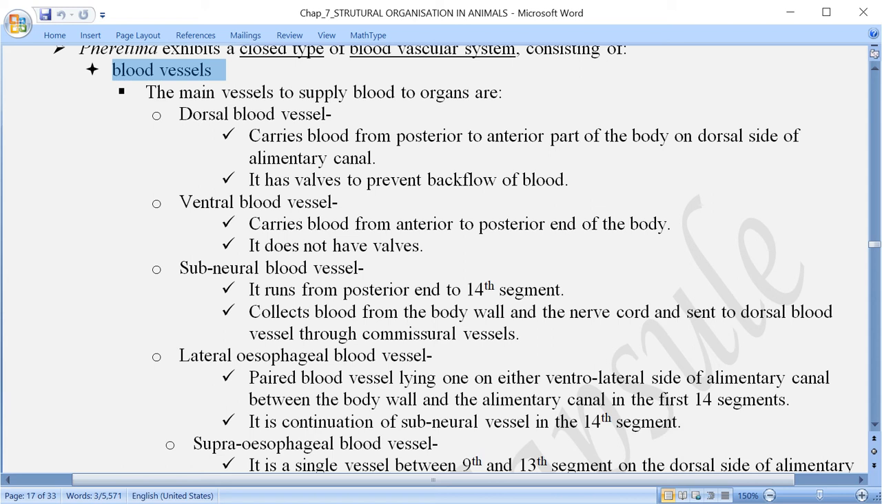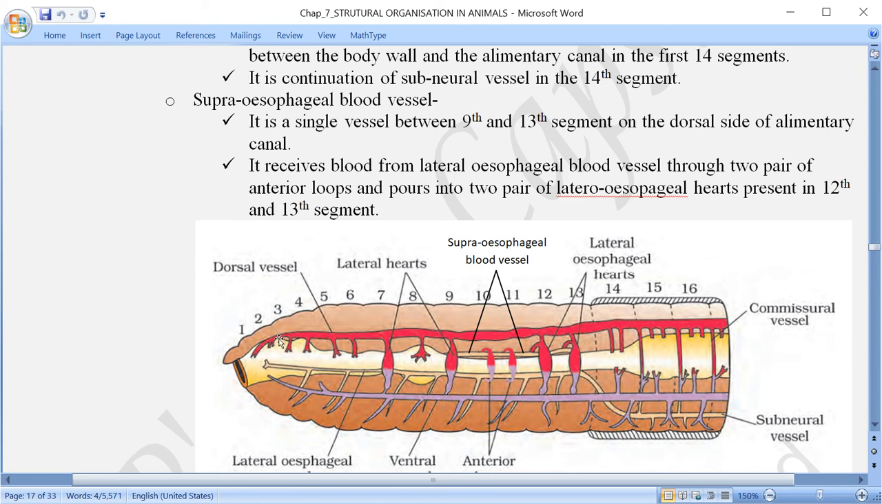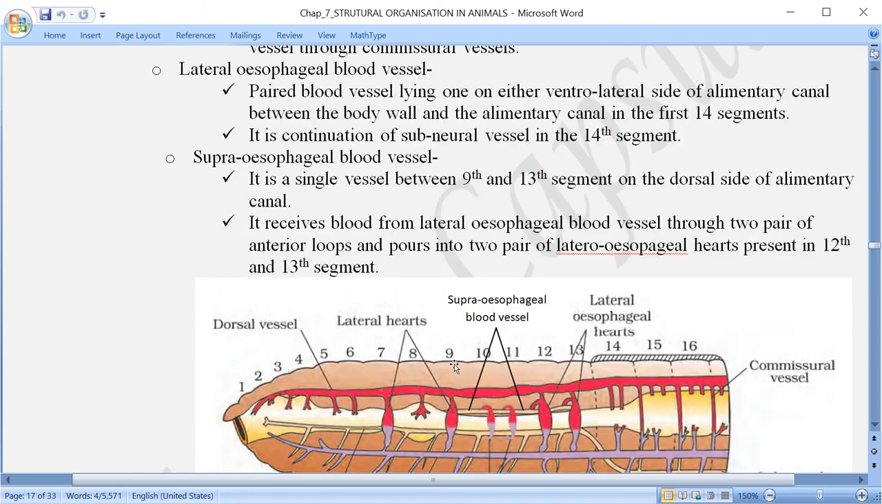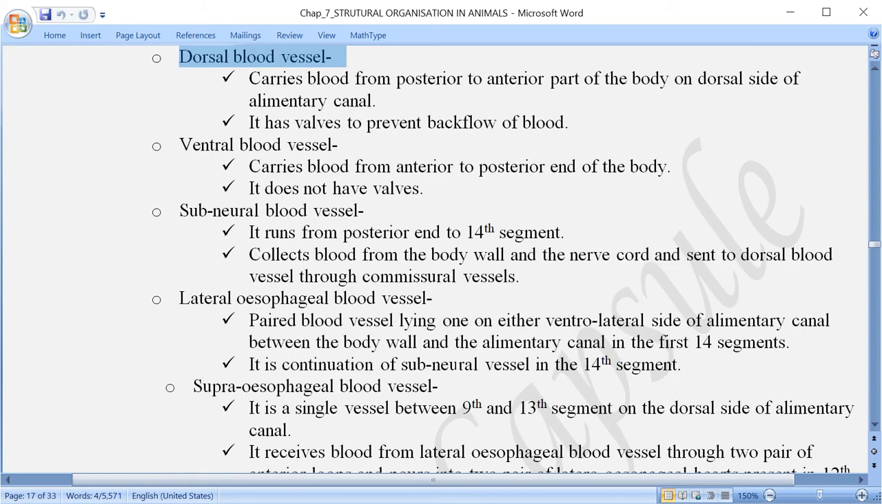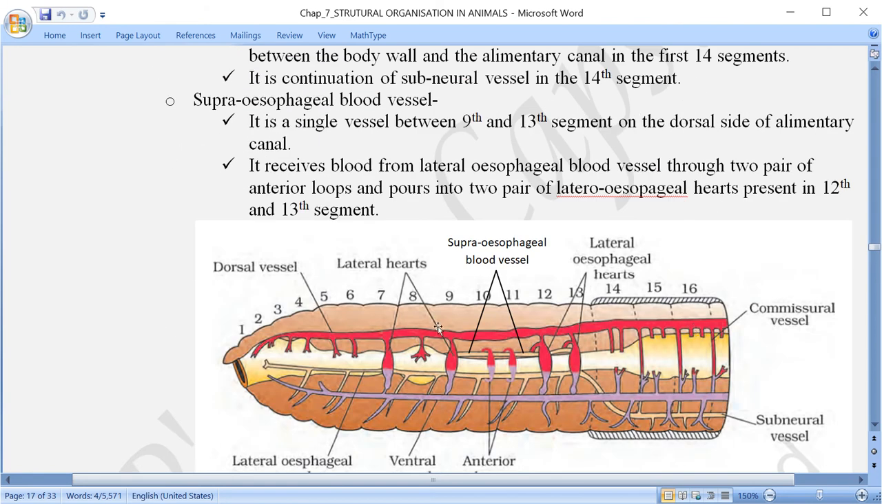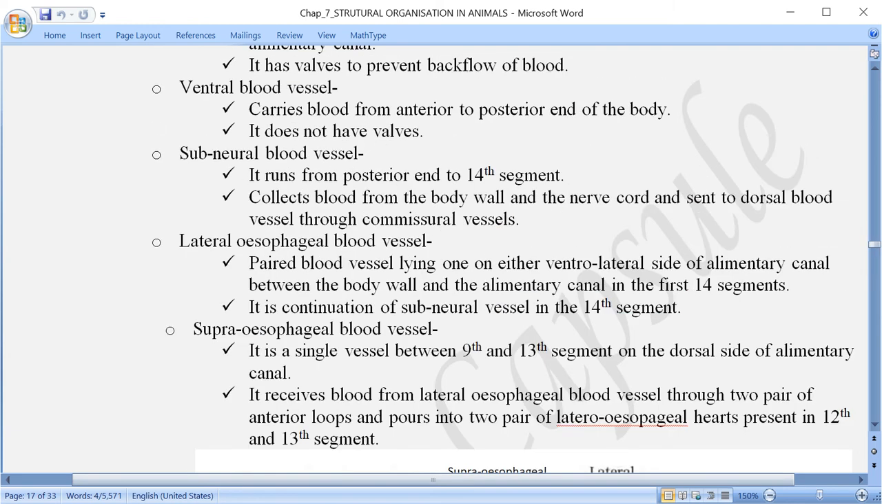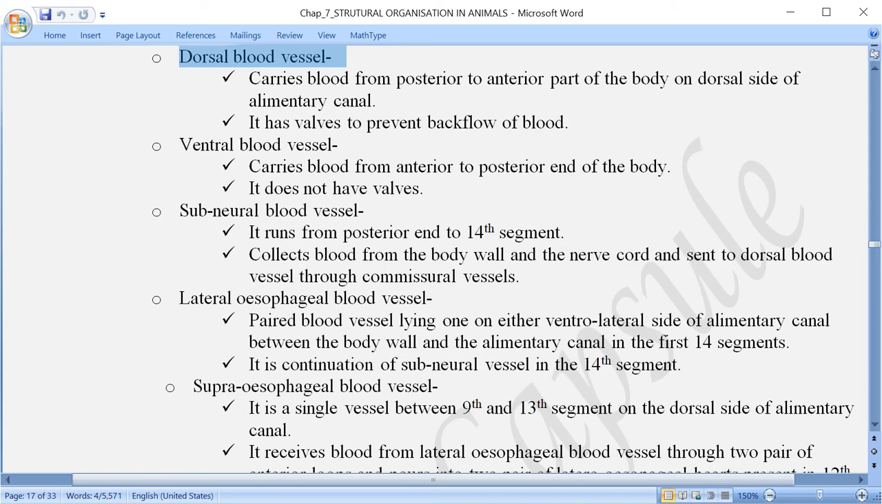The first one is the dorsal blood vessel. Now, in the dorsal vessel, the blood is carried from the posterior part of the body to the anterior part of the body, and that also on the dorsal side of the body. And this blood vessel has valves, so the presence of valves is here.